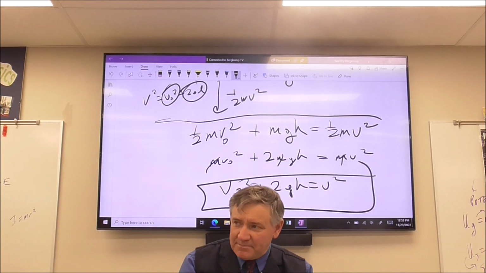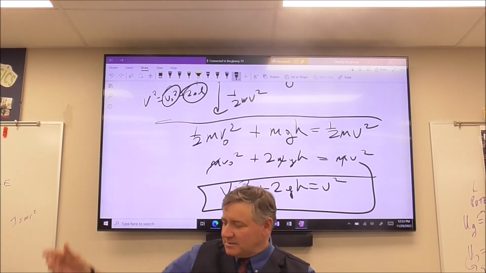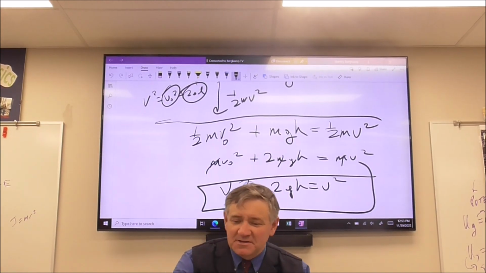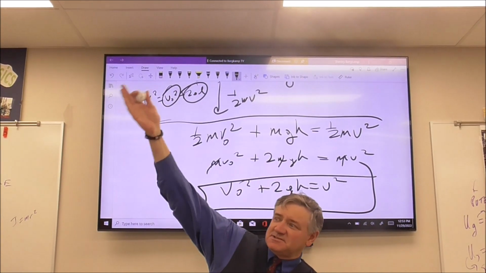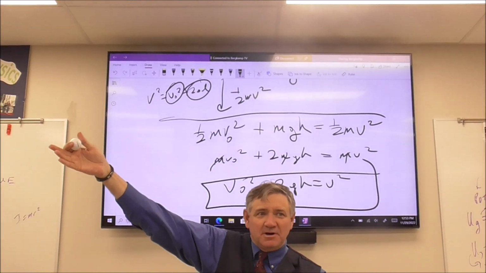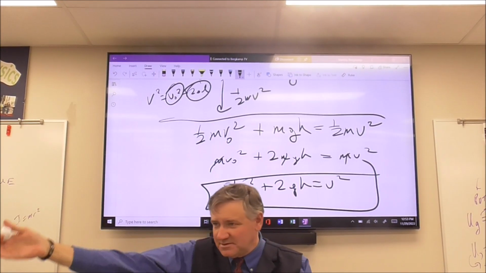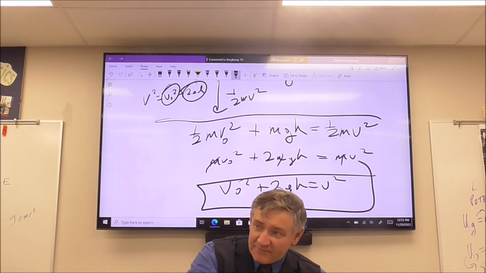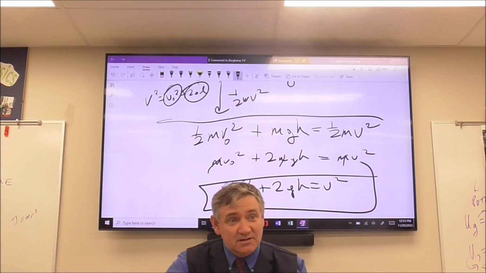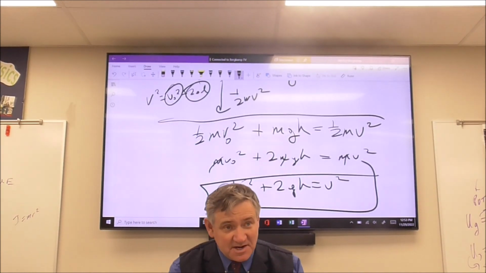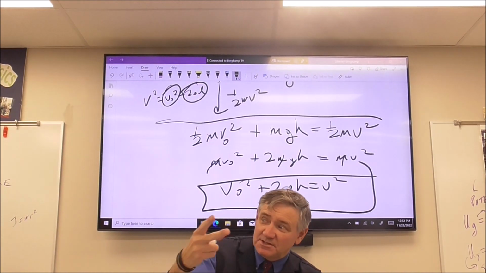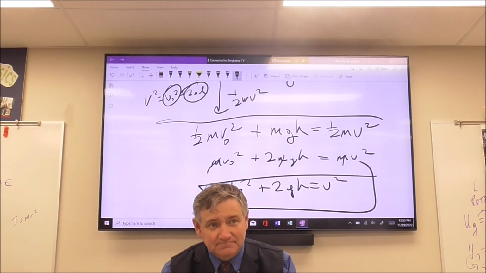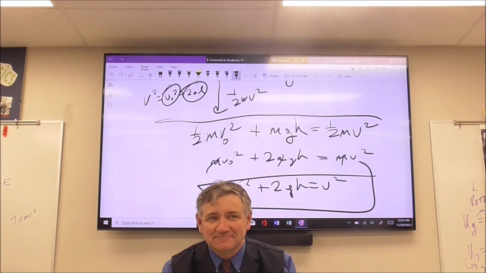Now, an interesting thing happens. If I just drop it, what happens to v naught? It's 0. So 2gh is just your potential energy part. The v squared is your kinetic energy part. And if I throw it, then I have v naught squared, which tells me that's the initial kinetic energy that I have. So that equation comes from the law of conservation of energy.